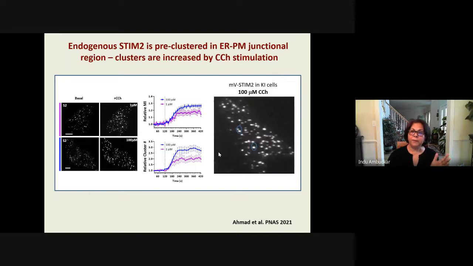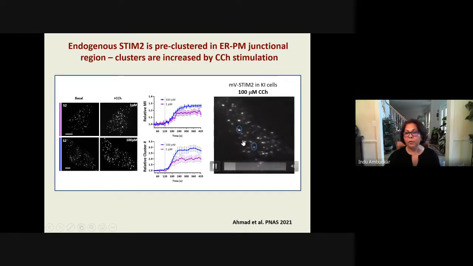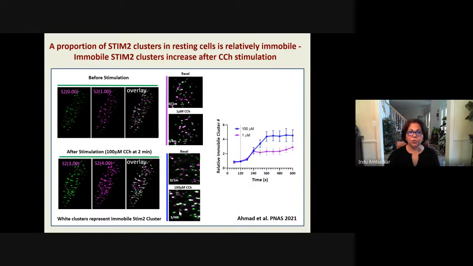And if you remember my picture with the video with the expressed STIM2 protein, a lot of those clusters were very, very stable with the overexpressed STIM2. This is endogenous STIM2. It seems to be highly mobile, or in the sense it's flickering quite a bit. However, when we look very closely, there are a number of these clusters which are pretty stable. So we would like to know what exactly these stable clusters are doing and what's the difference between them and the mobile clusters.